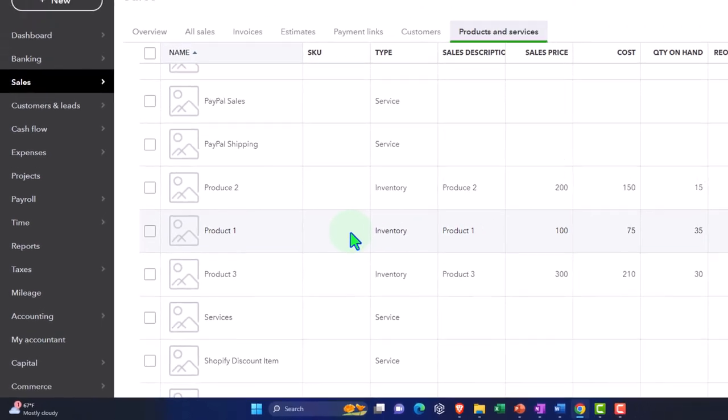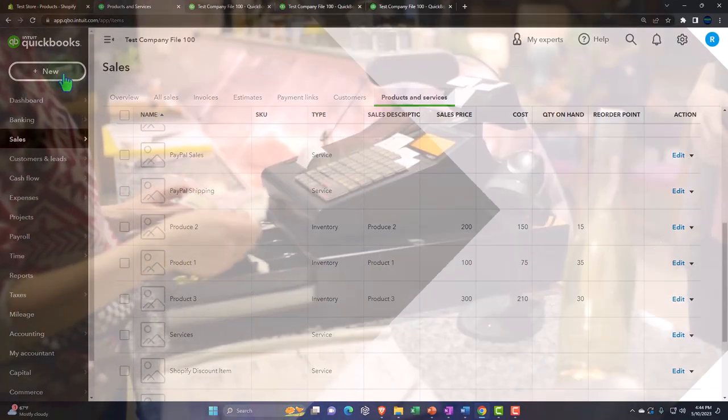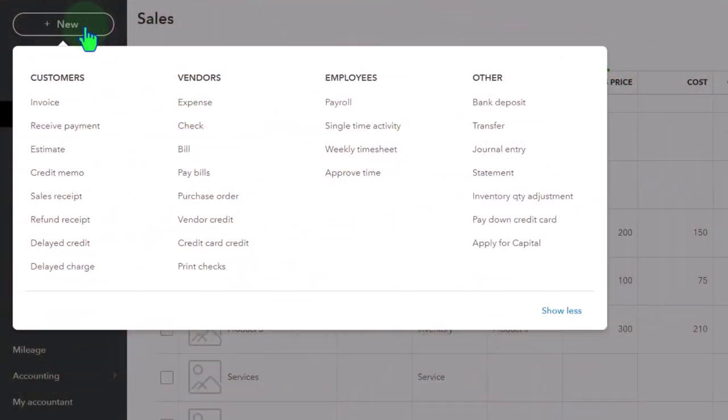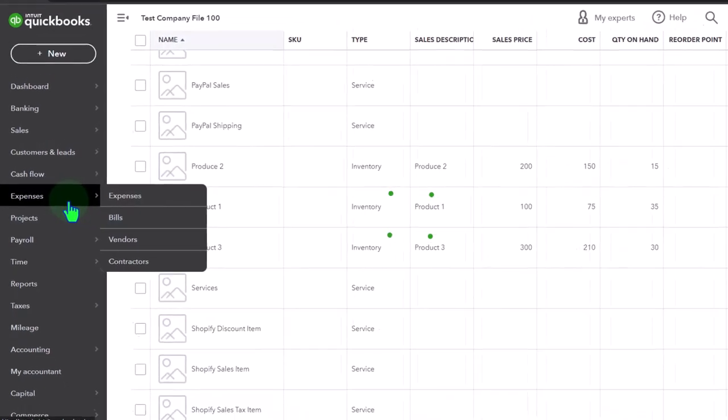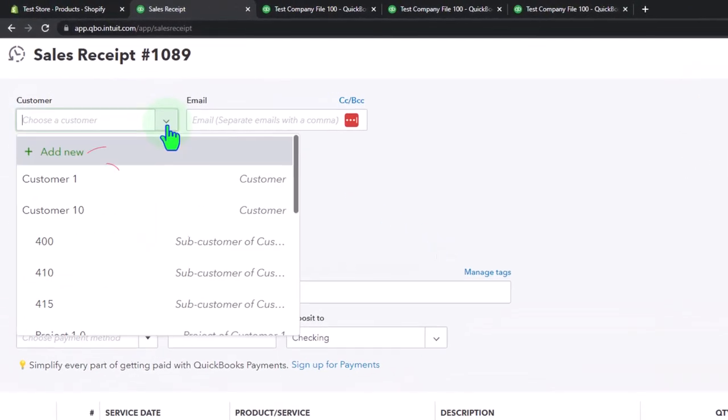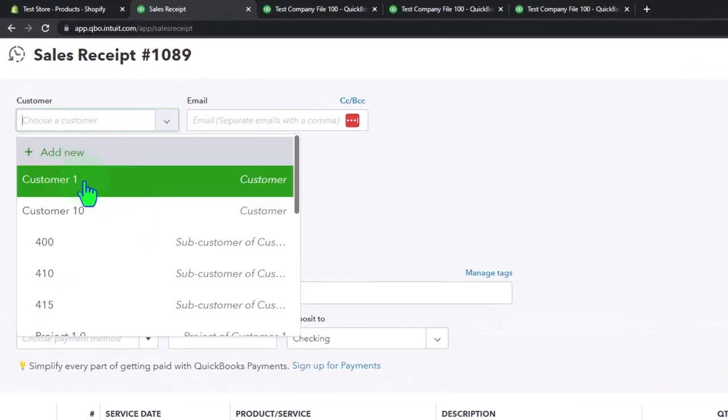So let's imagine we're at the cash register on our store, and someone comes up with products that they wanna be purchasing, right? So we're gonna say, all right, not an invoice because we're at the store, so it's gonna be a sales receipt type of transaction. So we'll enter the sales receipt starting out with the customer. I'm picking generic customer number one.